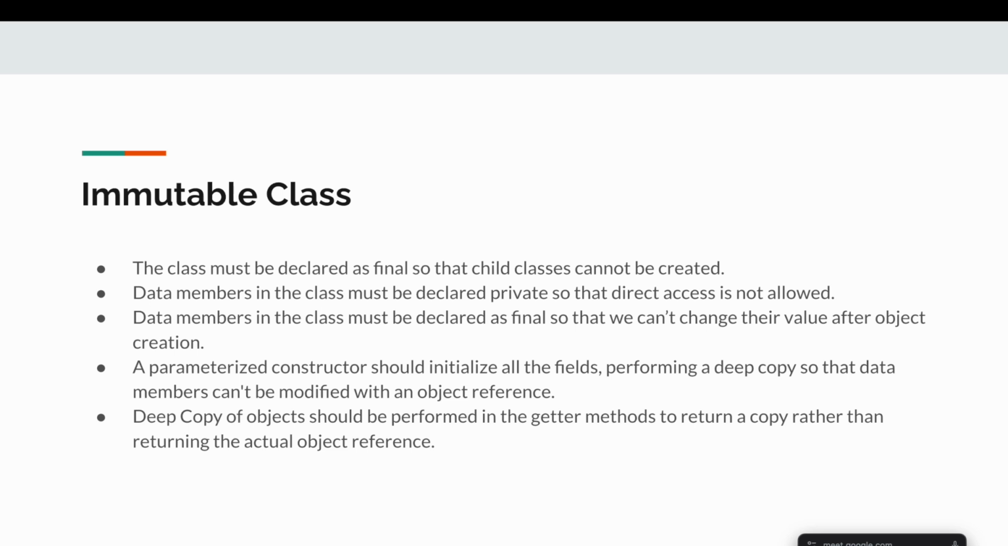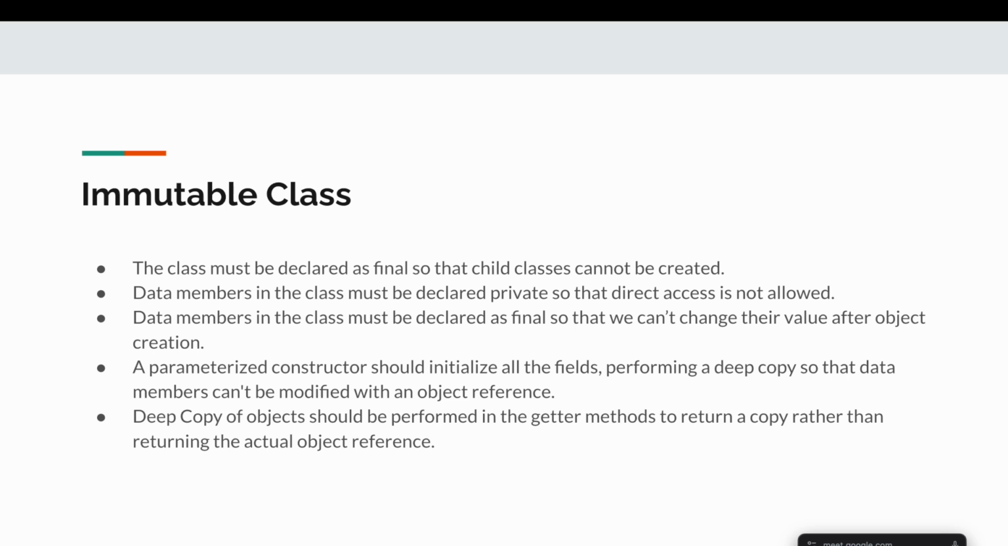The third criteria is we should have a parameterized constructor where you initialize all the data members, so that later on you cannot make a change, because since it is final you won't be able to change it. And the last criteria is we will only provide the getter method, not the setter. Since the setter is not there in the class, nobody is able to set the value.